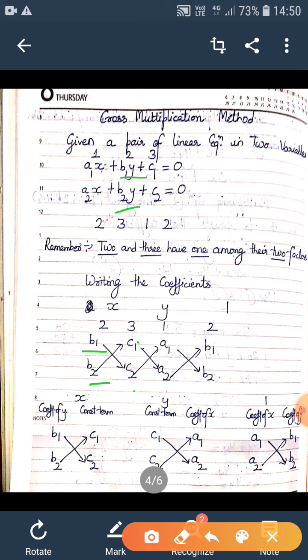Now we have made arrows in this direction: downward arrow, upward arrow, downward arrow, upward arrow, downward arrow and upward arrow. We can also separate them: for x we have written the coefficients of y and the constant terms, b1 b2 c1 c2. For y we have written the constant terms and coefficients of x, c1 c2 a1 a2, and for 1 we have written a1 a2 and b1 b2.